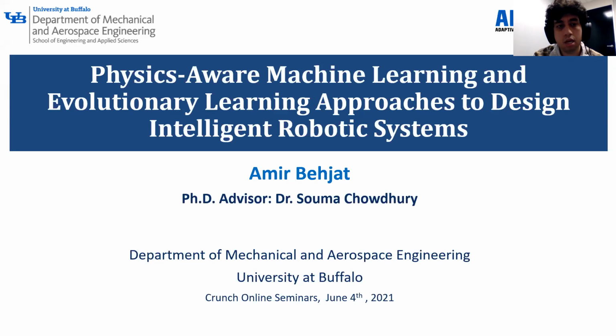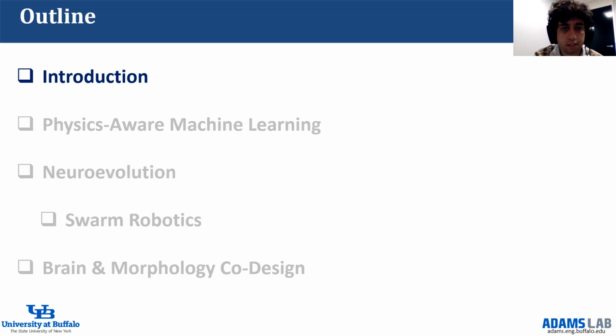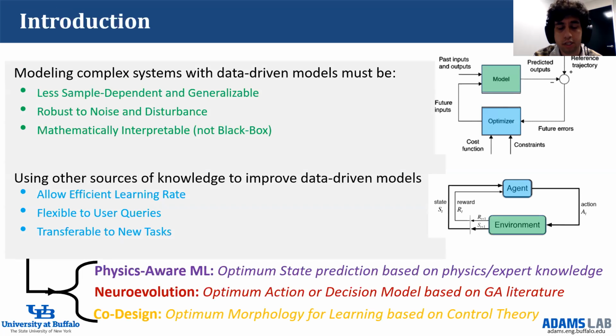So my presentation is about physics-aware machine learning and evolutionary learning approaches to design intelligent systems. This is part of the work I had during my PhD. The parts that are more correlated to this talk, I just listed here. And here's the outline. I start with a small introduction and why this problem is important for us to solve.